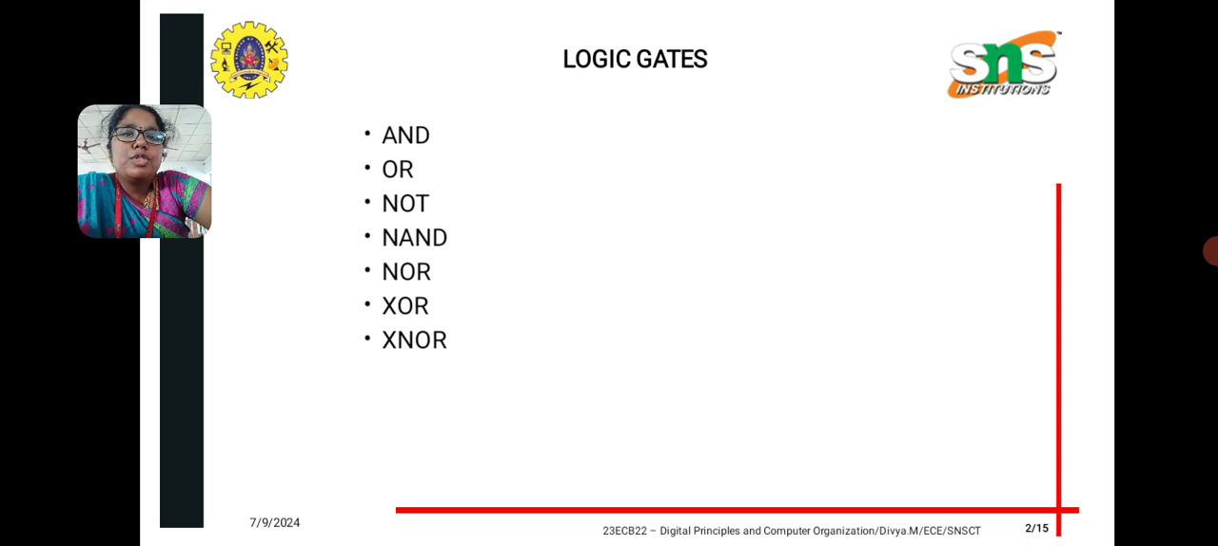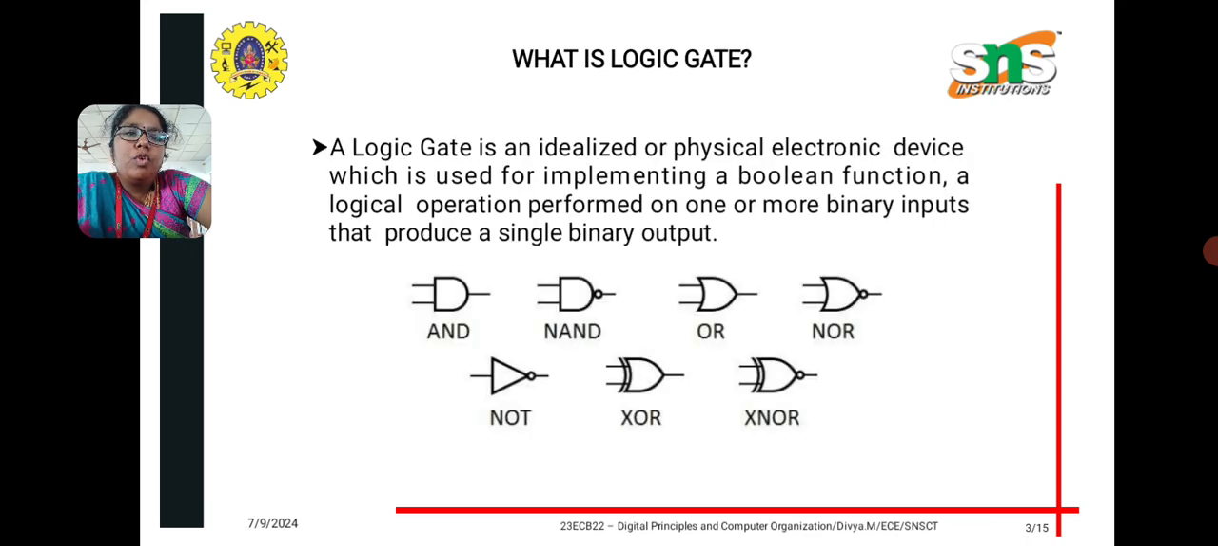These are the different types of logic gates: AND, OR, NOT, NAND, NOR, XOR, XNOR. These are the basic logic gates. What is a logic gate? A logic gate is an idealized or physical electronic device used for implementing a Boolean function, a logical operation performed on one or more binary inputs that produces a single binary output. These are the symbols for representing the logic gates.